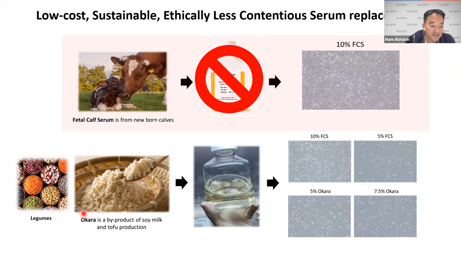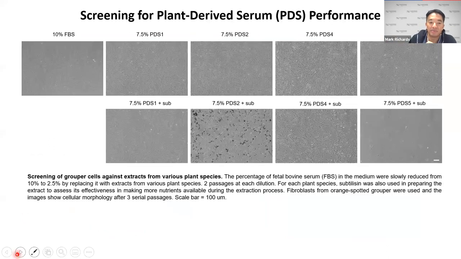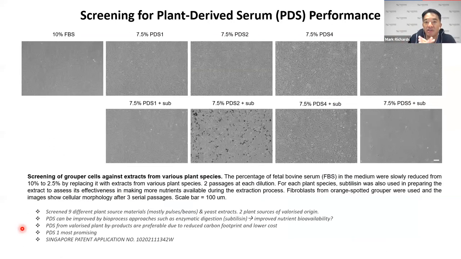So we have had success with a variety of pulses and legumes in developing these serum and culture media substitutes, as well as okara, which is a byproduct of soy milk and tofu production. So we have developed a way to make extracts from both legumes and okara, and we have evaluated about 9 of these extracts from different plant source materials on a robust cell line that we developed as well, a grouper cell line.